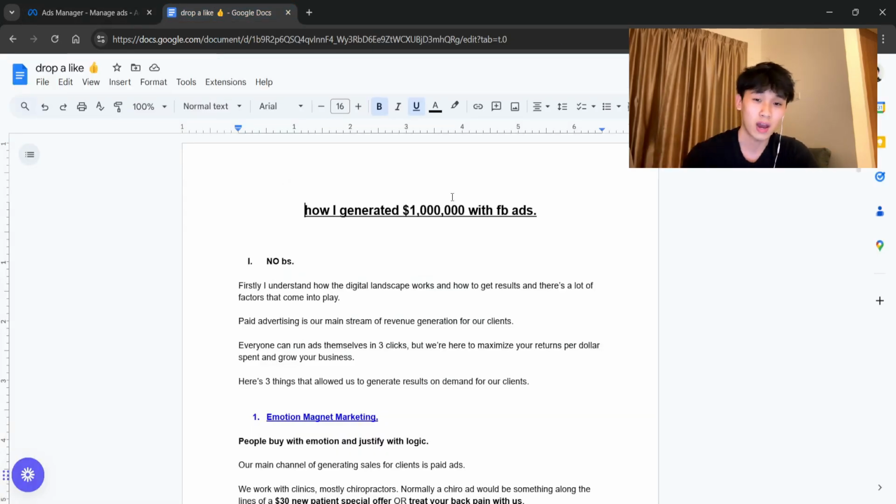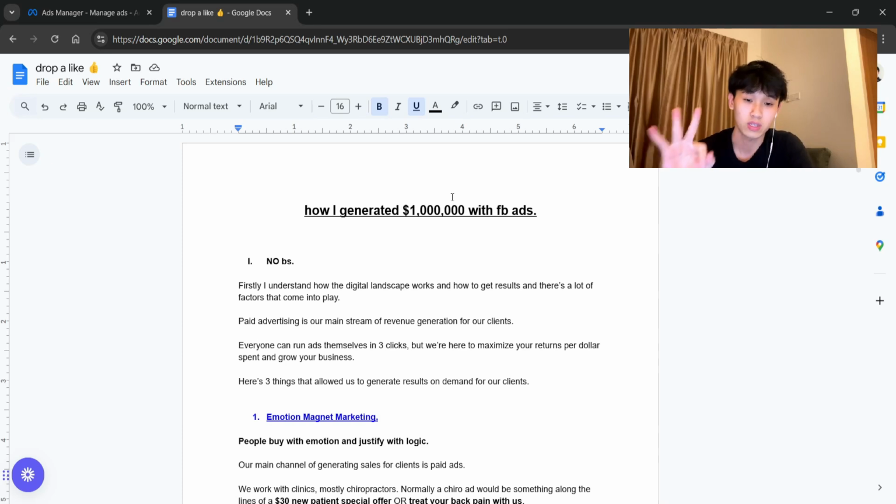Now, without wasting any time, first things first, no bullshit. I understand how the digital landscape works and how to get results, and there's a lot of factors that come into play. And paid advertising is actually one of our mainstream sources of revenue generation for our clients. Basically, what our specialty is, is paid advertising. Now, everyone can run ads themselves in 3 clicks, especially with the technology today with Facebook algorithms. But we're here to maximize your results per dollar spent, returns, and grow your business.